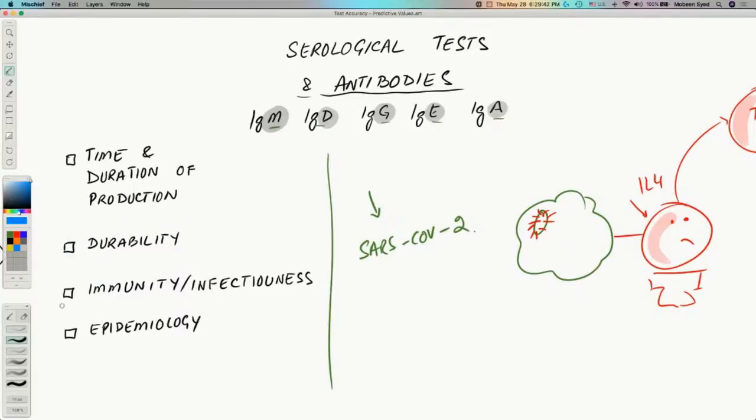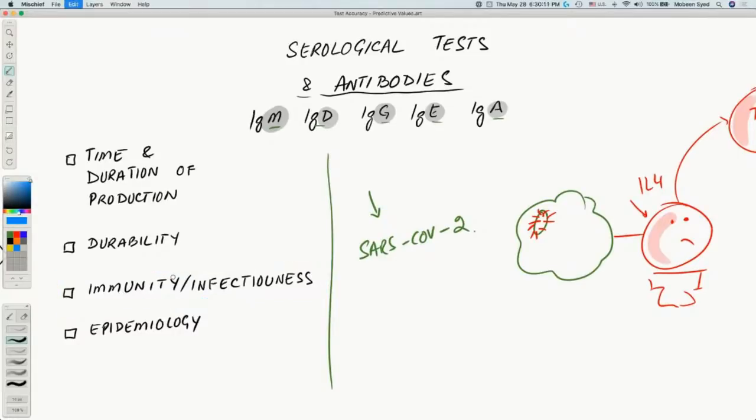Then, are we still infectious or not? Are we still contagious or not? Again, the important answer is that if we have an IgA level present in our mucous membranes, then hopefully that means that we are protected from incoming virus, plus we are protected from shedding it as well. But it still is not clearly known.